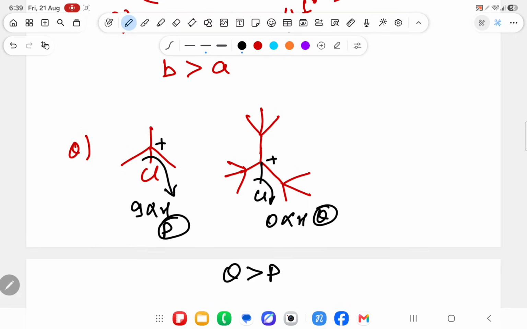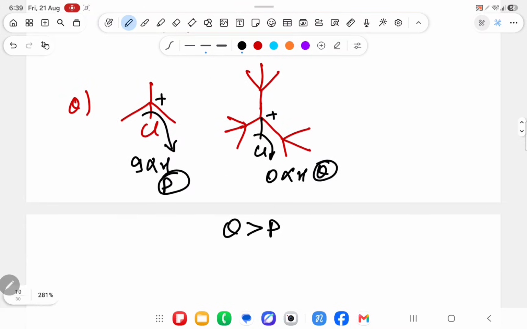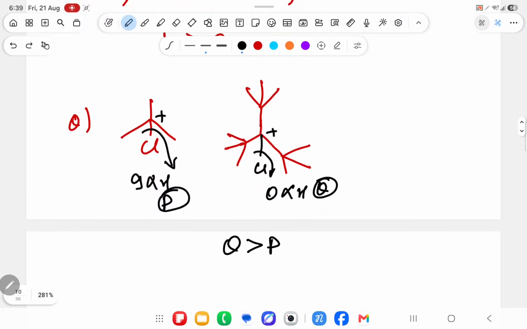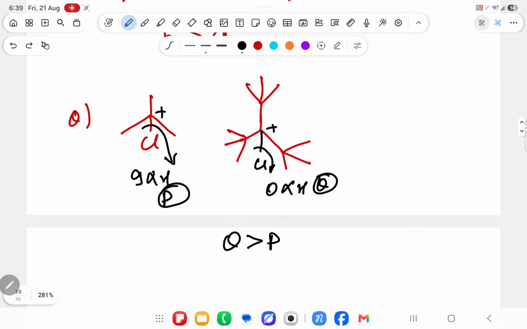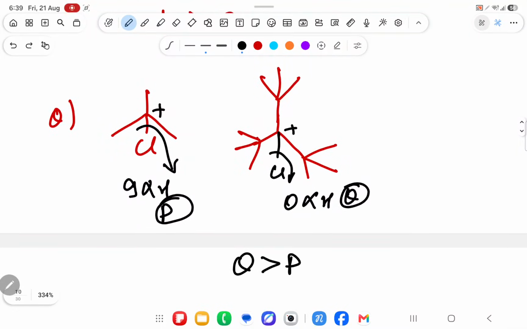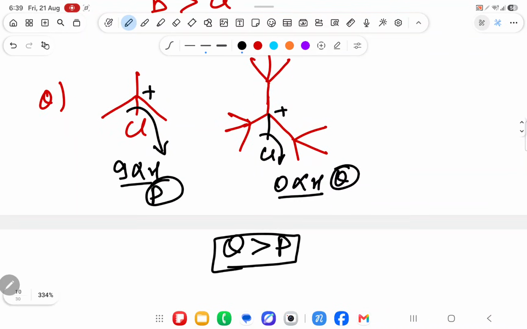Don't judge according to alpha hydrogen. If branching is there, judge according to branching. It is directly written that when the degree is the same, then check branching. Alpha hydrogen is not written for SN1. If they ask which of the following is the more stable carbocation, then you will say that. But for SN1, if they ask which of the following is the more stable carbocation, you will say this and this. Then you will again say Q is more than P, because for SN1, don't get confused.